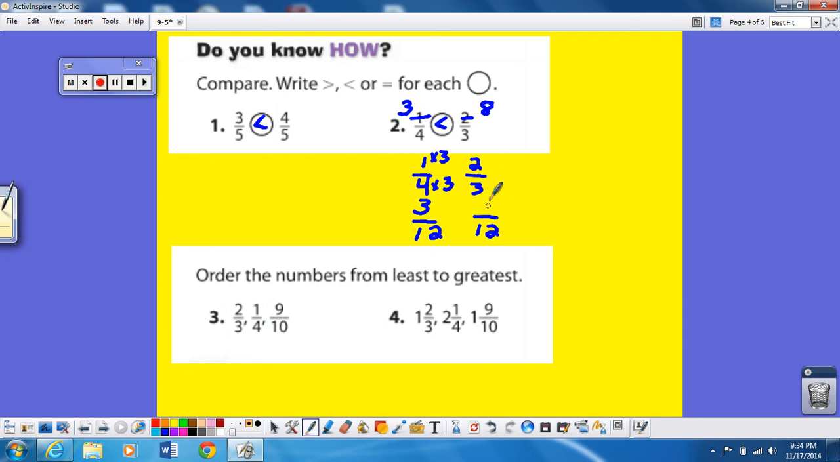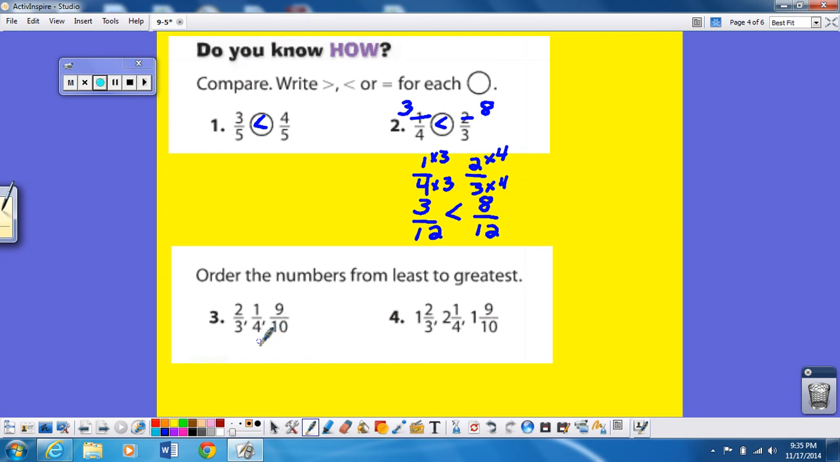Over here, 3 goes into 12 4 times, so I did times 4. And then 2 times 4 is 8, so we have 8/12. So we're comparing 3/12 and 8/12, and we know that 3/12 is less than 8/12. Okay? Now, down here we have 3 proper fractions.